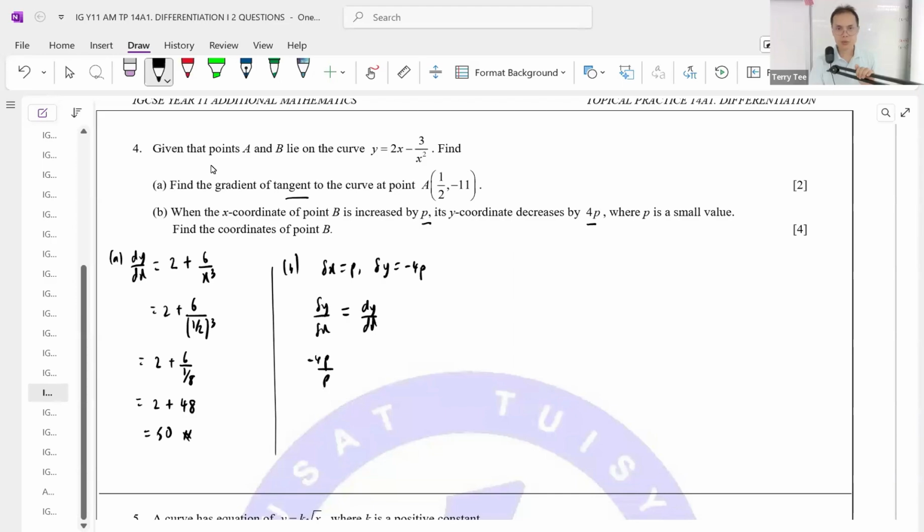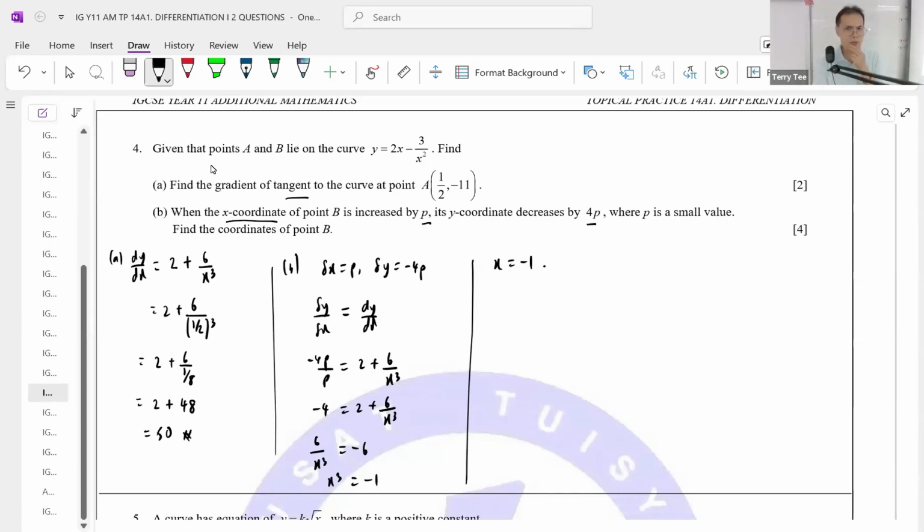Your dy dx, I don't know. I mean, I don't know the exact value, right? So we substitute dy dx with this. So I can find my x coordinate. We're finding the x coordinate, right? So this one you can cancel as negative 4 equals 2 plus 6 over x cubed. Bring over, 6 over x cubed is negative 6, right? X cubed is negative 1. Cube root of negative 1, x is just negative 1. So once you got your x value, you take this. Okay, actually, do you need to find the y value? Guys, do you need to find the y value?